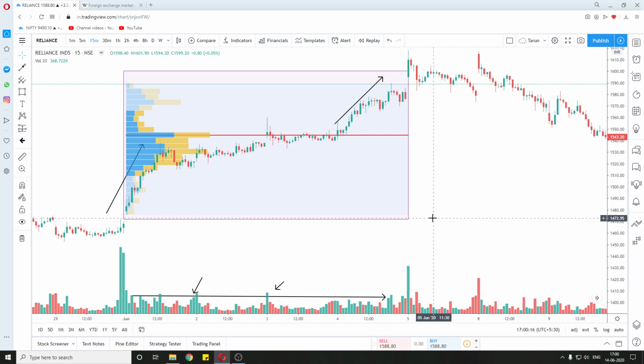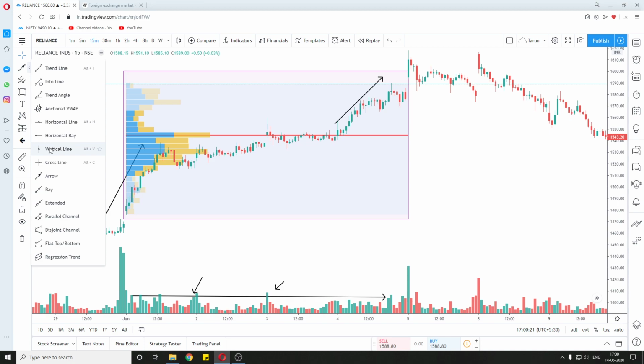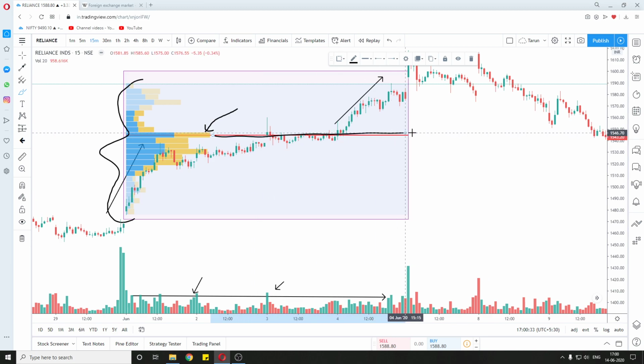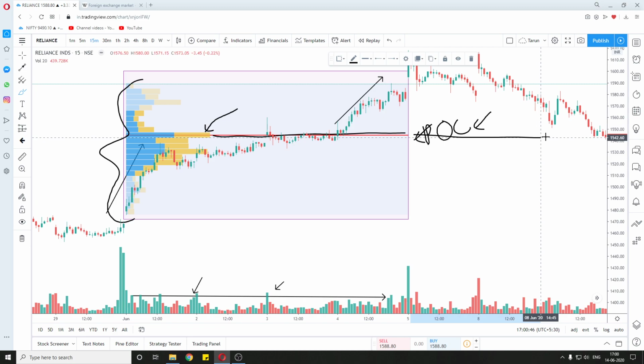So now if we see the volume on the y-axis, we can see clearly that this particular bar is the biggest in the entire profile, from here till here, and the red line, which we call the POC. POC stands for point of control. The POC tells us that at this particular price, where the POC is plotted, the maximum amount of trading has taken place. So in this particular case, it is at 1545 rupees.